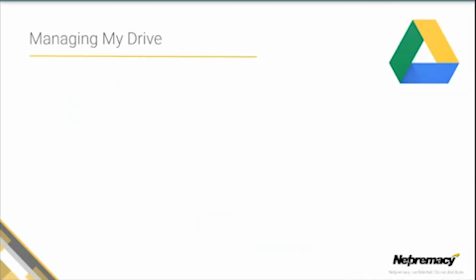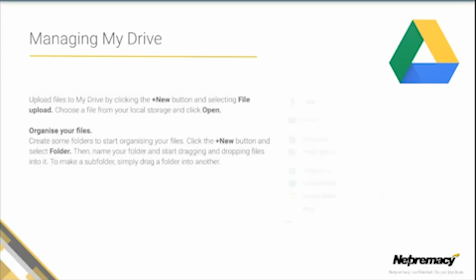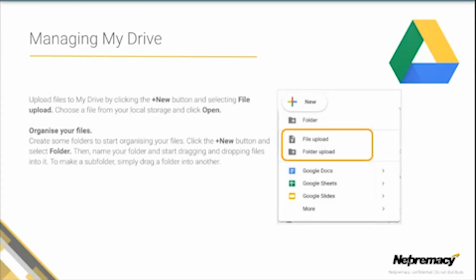Now, when we look at managing our My Drive, think of your My Drive as like a My Documents. It's your personal cloud storage space for work. Through your My Drive, you can use the New button that will show up at the top left of your Google Drive, and you can use that New button to upload files and upload folders into your Google My Drive. You can choose that file from your local storage, select open, and it will then bring that into your My Drive. It's helping you to organize your folders.